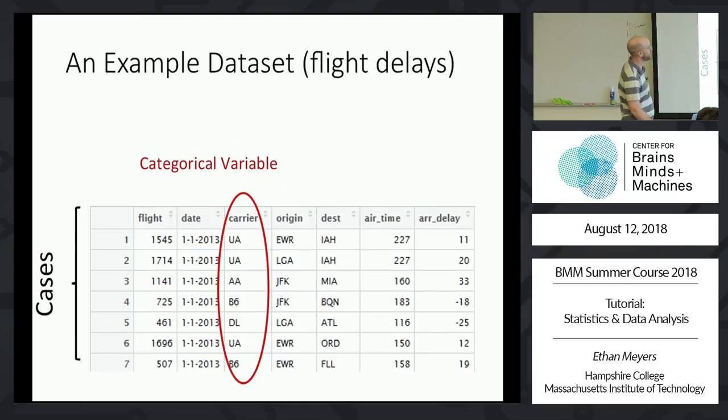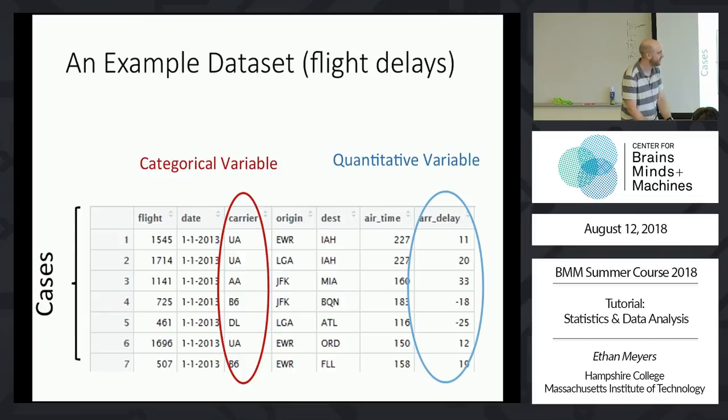So you can have variables that are categorical. Those fall into discrete groups. And you can also have quantitative data, which is data you can do math on, right? You can't do math on categories.